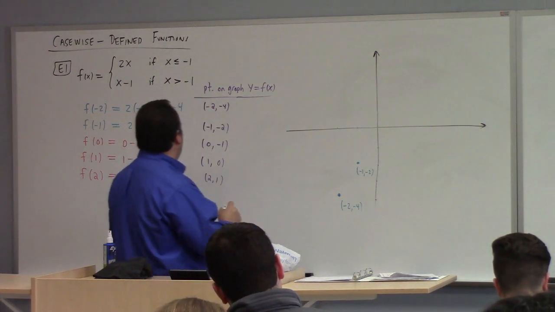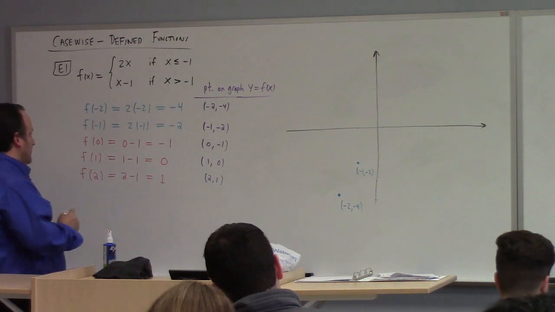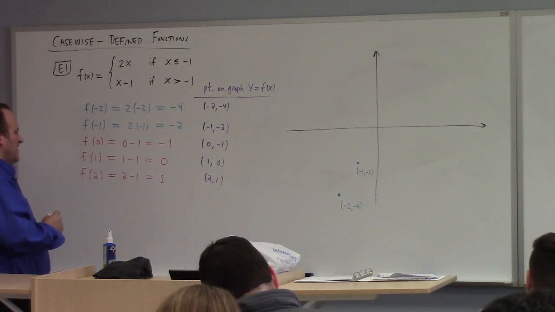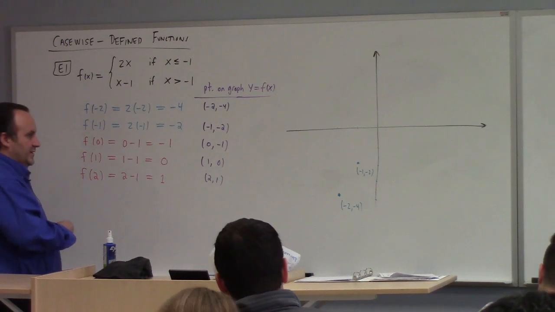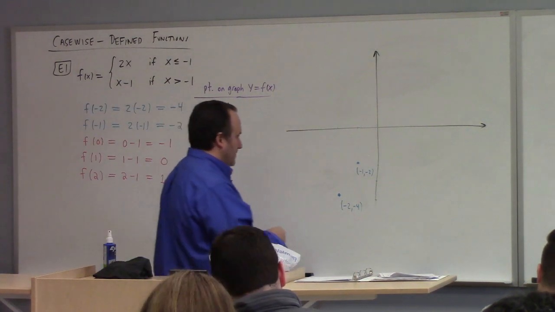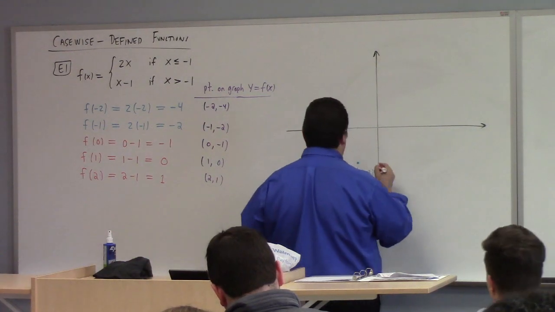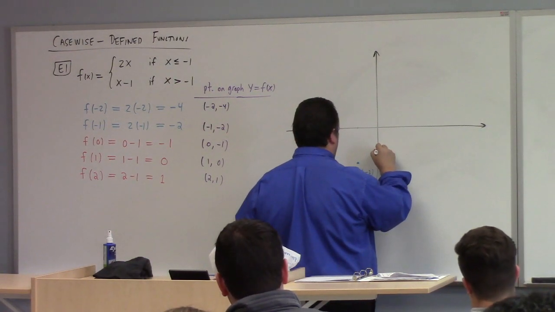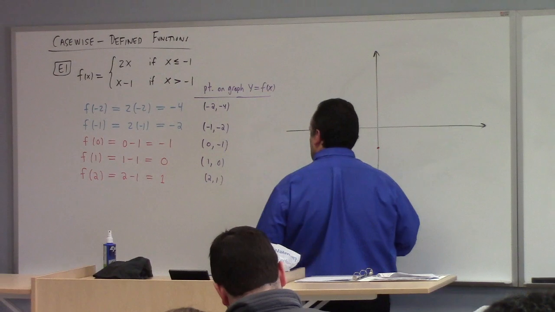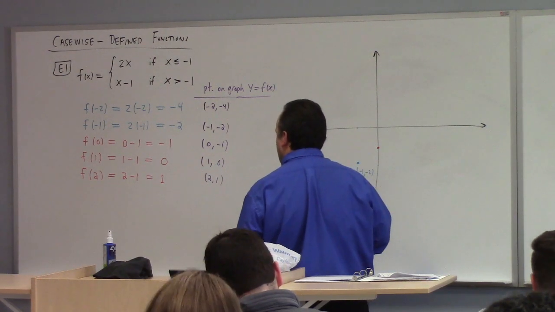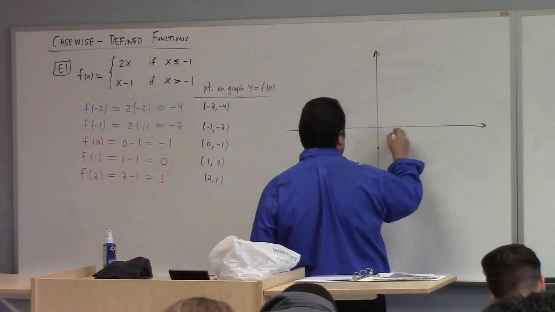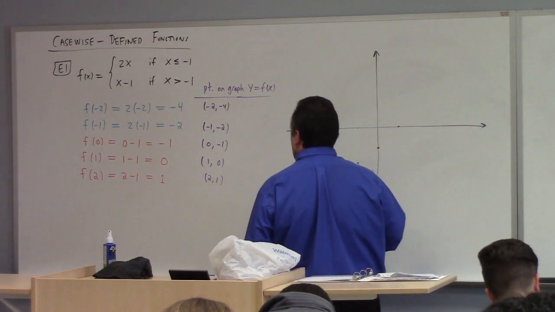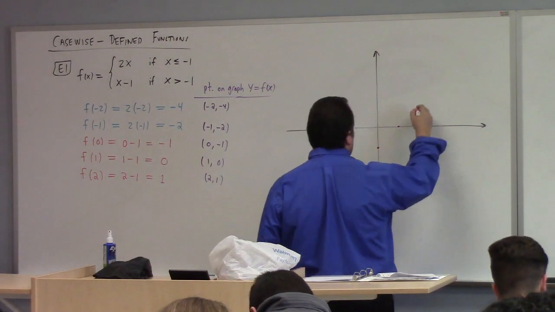All right. And then let's see here what happens. 0, minus 1 is there. And let's see here, 1, 0 would be like over here, and 2, 1 would be like here.